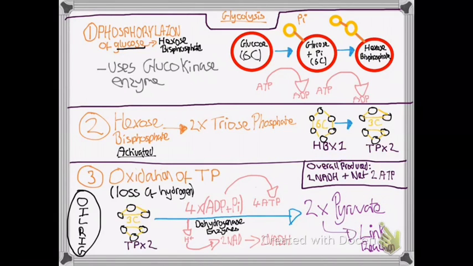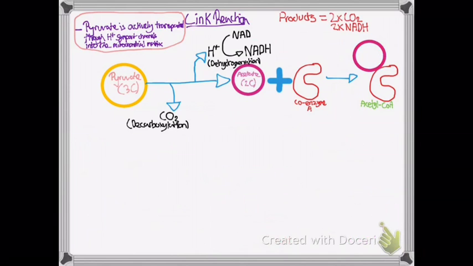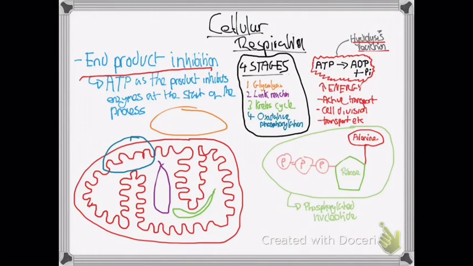That's our end product, 2 pyruvates. And those pyruvates can then go into the link reaction within the mitochondria. Here's the link reaction. So as we see here, pyruvate is actively transported through H+ import channels in the mitochondrial matrix. So let's go back to the mitochondria here and let's illustrate what I'm talking about.